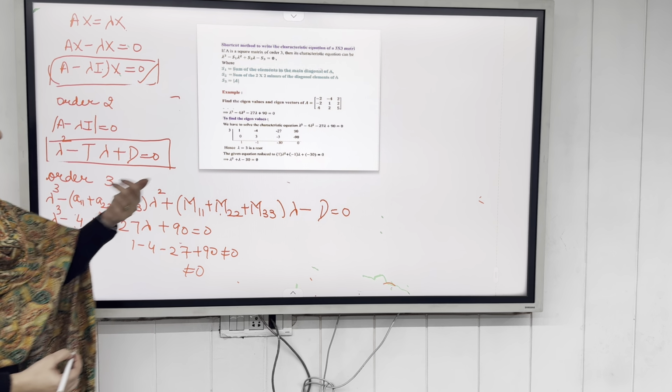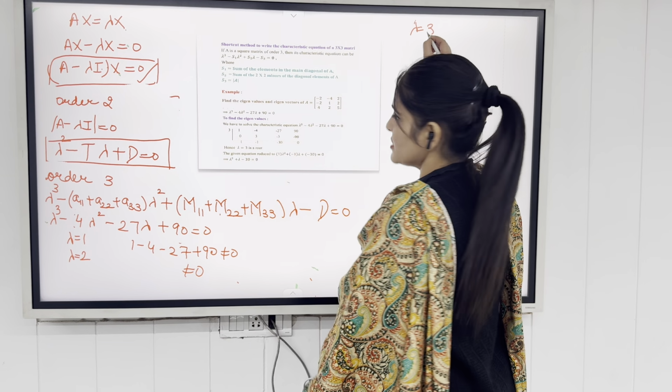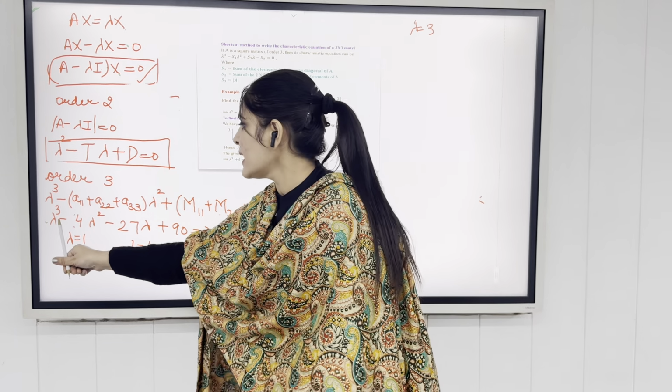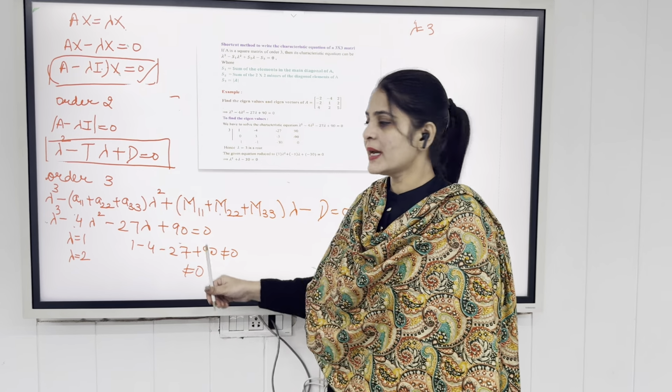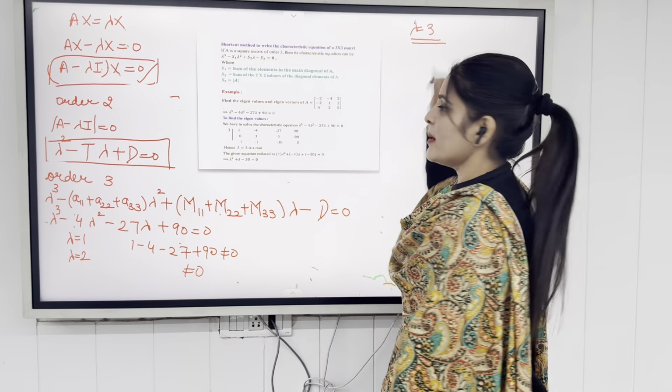Now, the last, we have tried lambda equal to 3. If we substitute lambda equal to 3 here, you can check it yourself, both sides are equal. That means lambda 3 is satisfying this equation. So the first root for this equation will be lambda equal to 3.